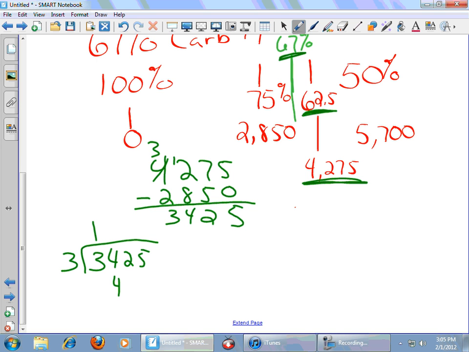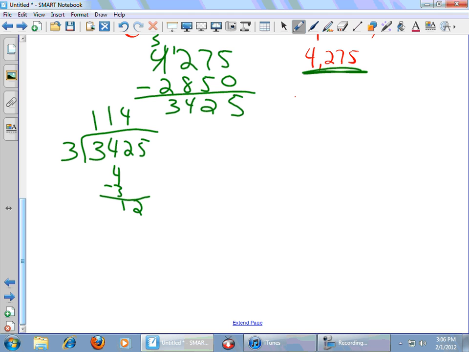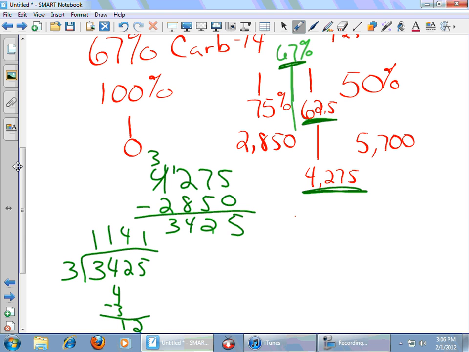4, 3 subtract 12, 4, and then 5 is going to 1. So a decent estimate would be 1,141 years old. Okay, so this is very useful.